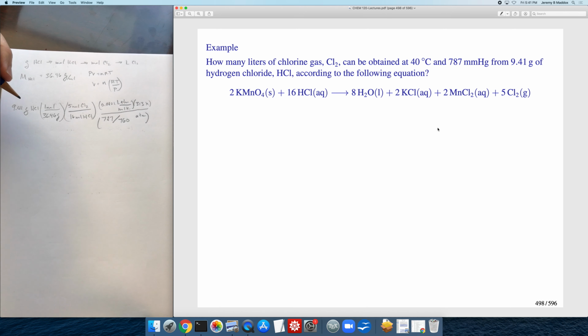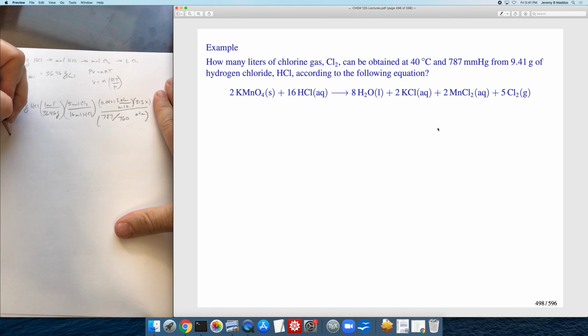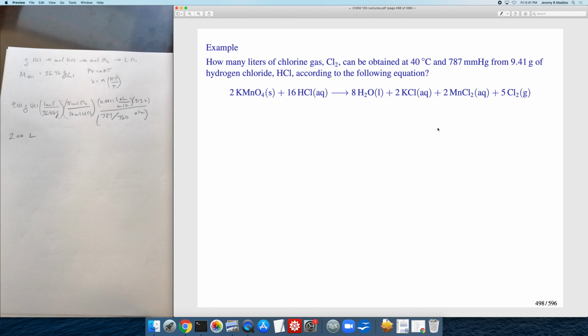And so if I've done that correctly, I am getting 2.00 liters out of it. Nice round number. It must be correct, right?